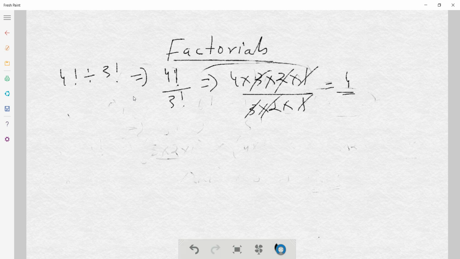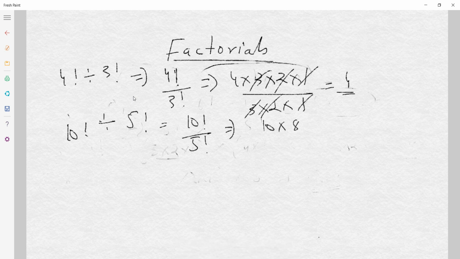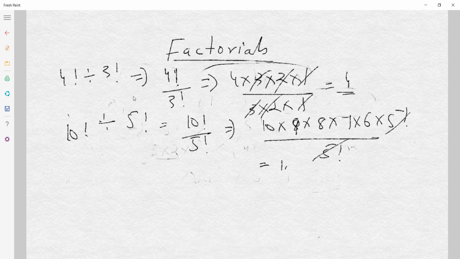You can take any number. You can do 10 factorial divided by 5 factorial. This equals 10 times 9 times 8 times 7 times 6 times 5 factorial over 5 factorial. I just cross away the 5 factorial, so it will be 10 times 9 times 8 times 7 times 6. You can work out the answer by yourself. That's how you can do it.